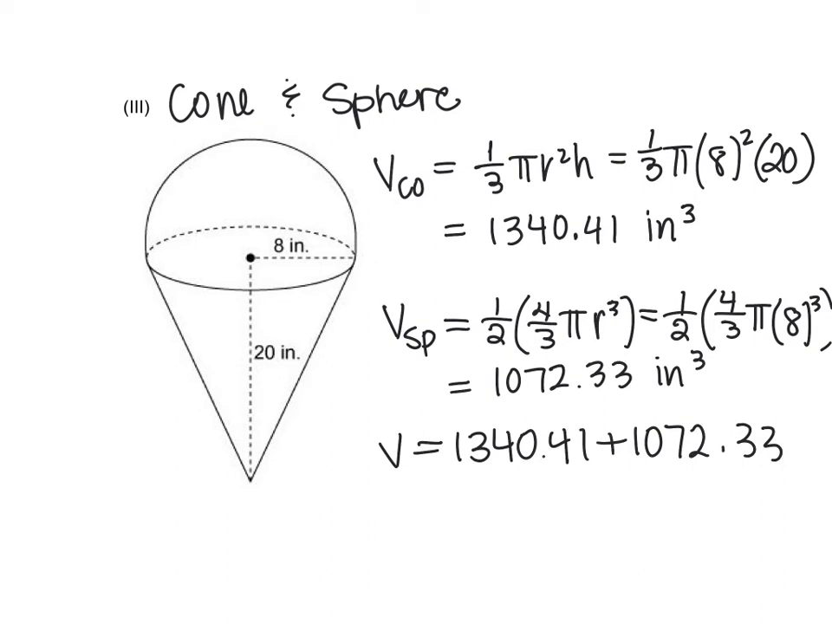So 1340.41 plus 1072.33. And we're going to get a total volume of 2,412.74 inches cubed.